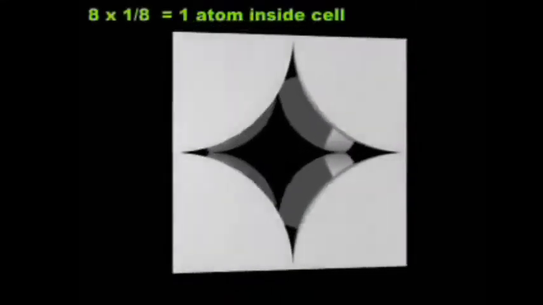In the case of the simple cubic cell, each atom lies 1/8 inside the cell. Since there are 8 of these fractional atoms, there is the equivalent of 1 atom inside the unit cell.